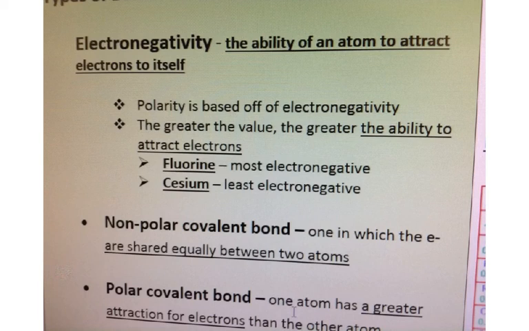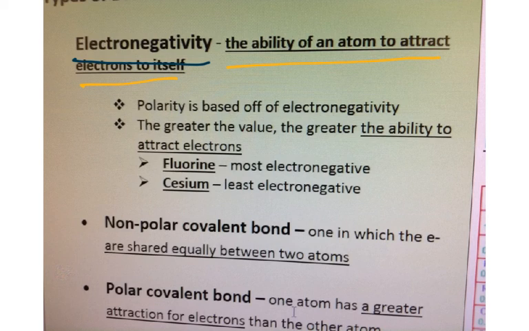How to identify how the sharing occurs is based purely on the element's electronegativity. If you remember from the previous semester, electronegativity is the ability of an atom to attract electrons to itself. What that means is how likely, or how much, does it want those electrons compared to another element. Does it want it more? Does it want it less?